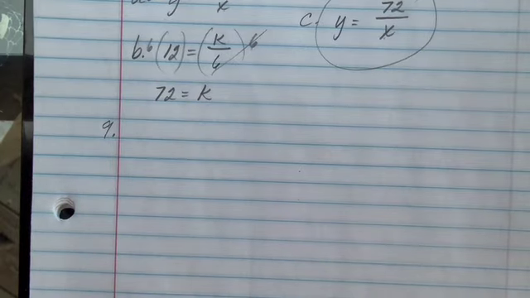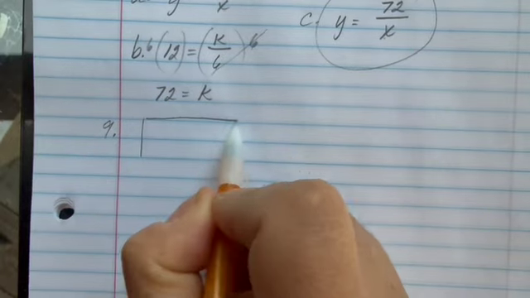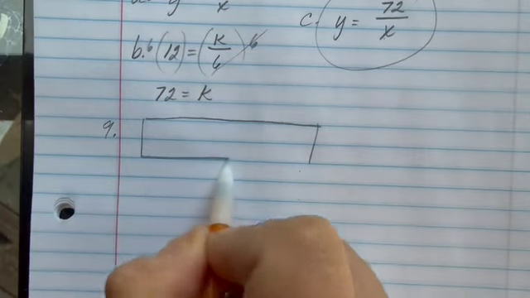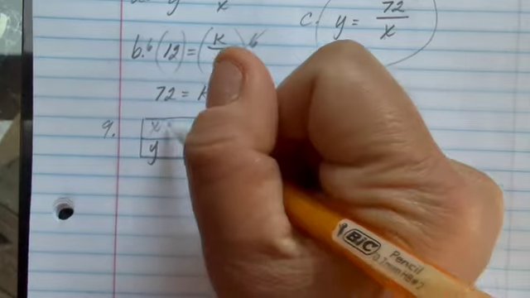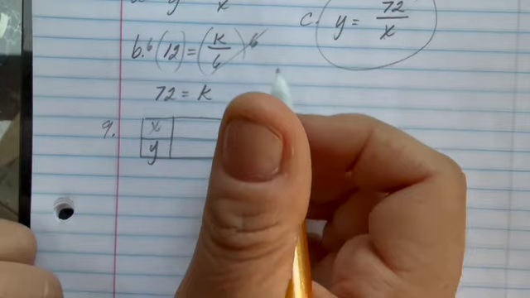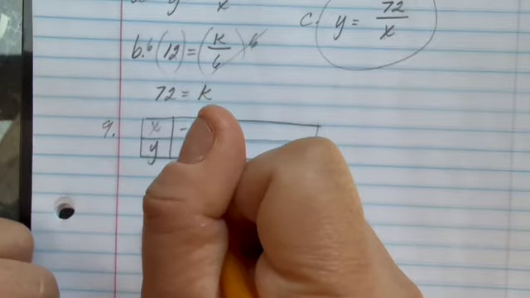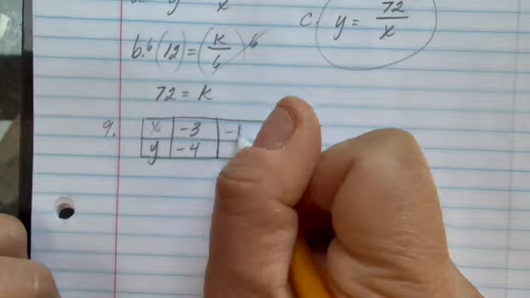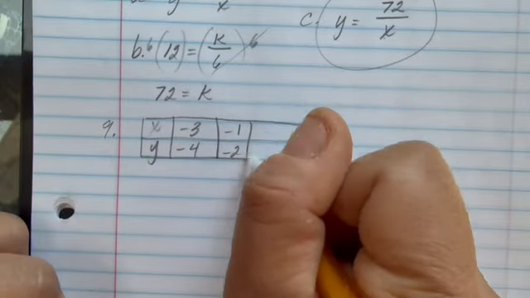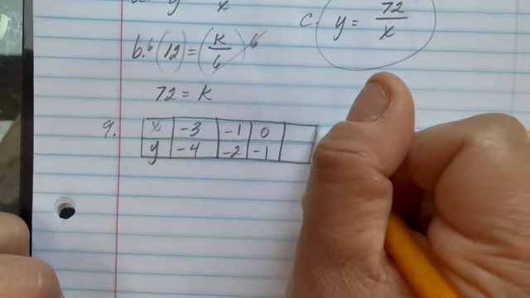For this one, you're going to use the table to find the function rule. I'm going to redraw it real quick so that you can see. So I have x and y here, and the values that I had: when x is negative 3, y is negative 4. When x is negative 1, y is negative 2. When x is 0, y is negative 1. I need 2 more.